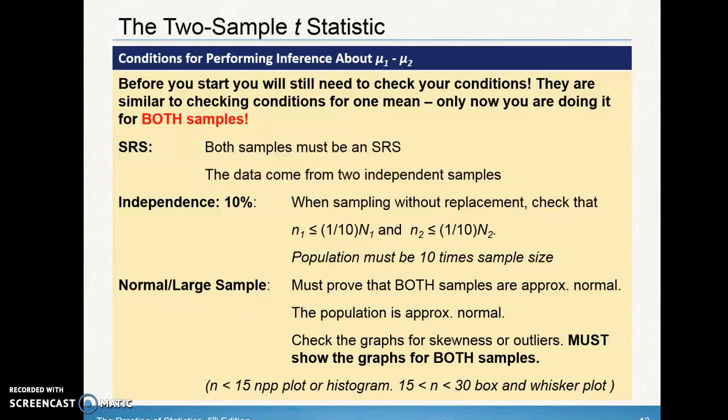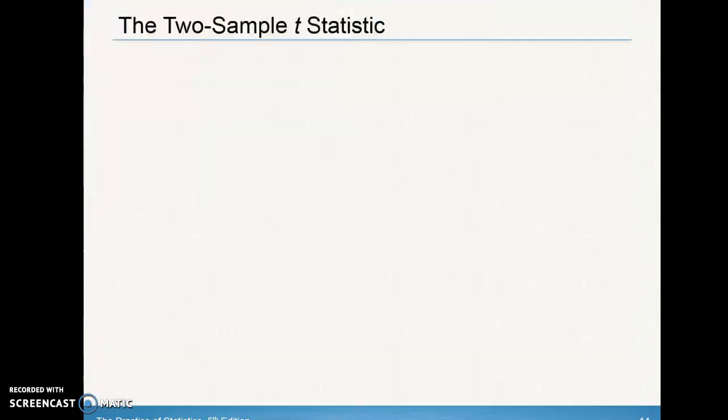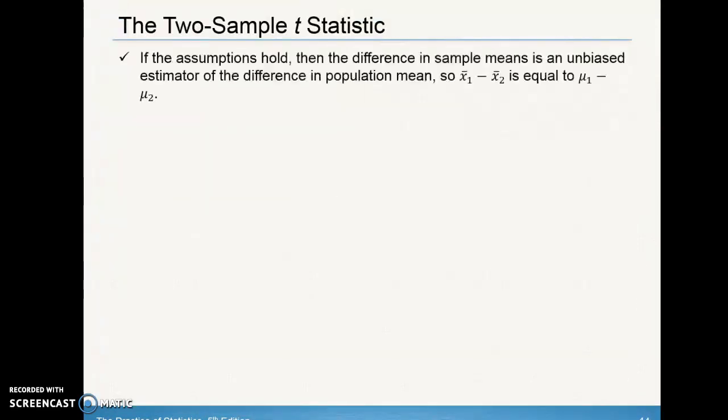Now, you must show the graphs. Don't just state normal probability plot's linear. You have to show a sketch of the graph. Very important. All right, so let's take a look at the two sample test statistic T.